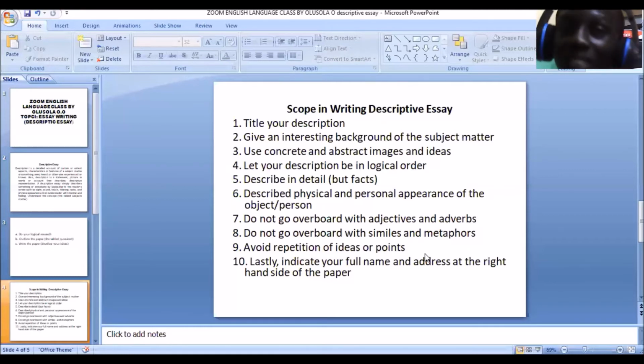Then describe in detail. Describing in detail doesn't mean that you add unnecessary stories to it. No. Facts. Facts.